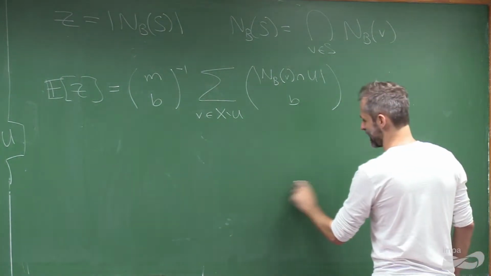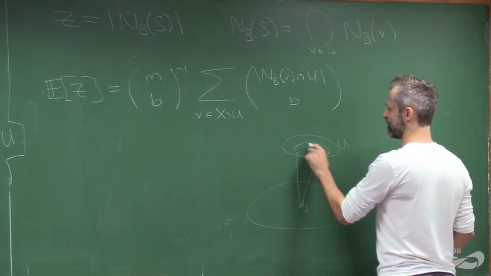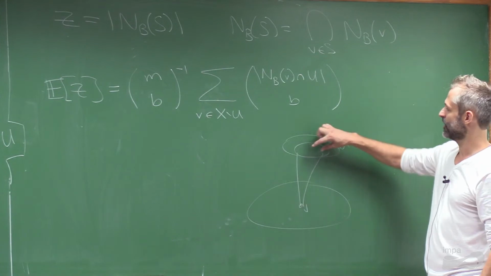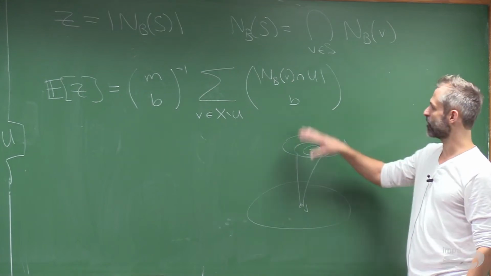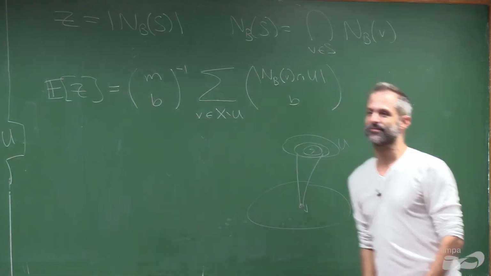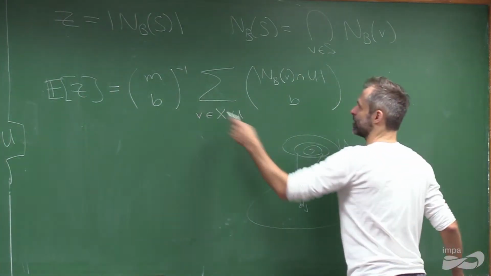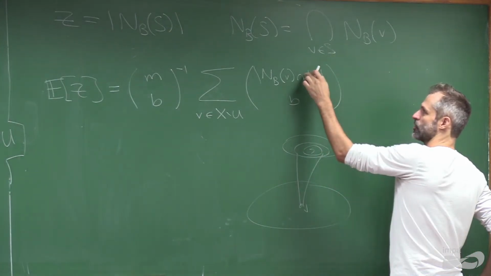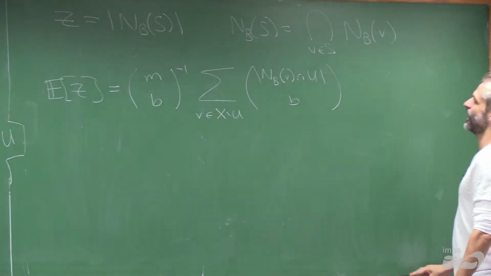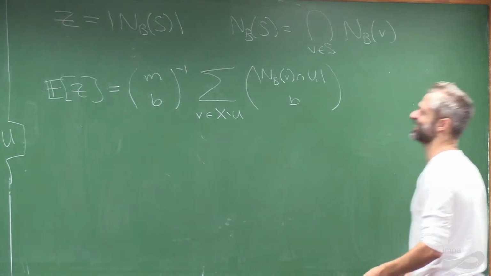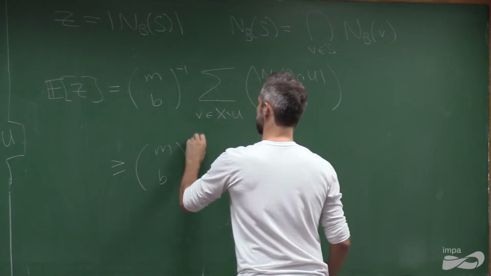Right? Each vertex outside U has some neighborhood. When is this vertex in the common neighborhood? When you choose S inside here. So the probability of being chosen is this divided by that. Is that okay? Of all of the M choose B sets you could choose, you had to choose one inside its neighborhood. Okay? Convexity. At least M choose B to the minus 1.